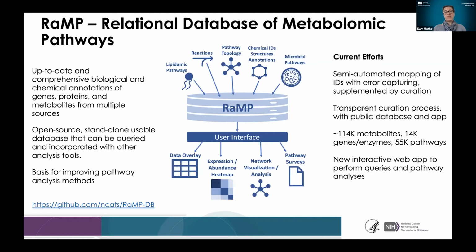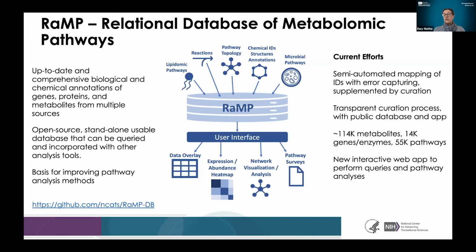And so then we thought, well, let's go ahead and make one, make it comprehensive, and then share it publicly. And that's what we did. Currently, we are working on curation of this database. We have a semi-automated mapping of IDs across different resources that we use within RAMP. The different resources right now are KEGG, HMDB, Reactome, and WikiPathways.